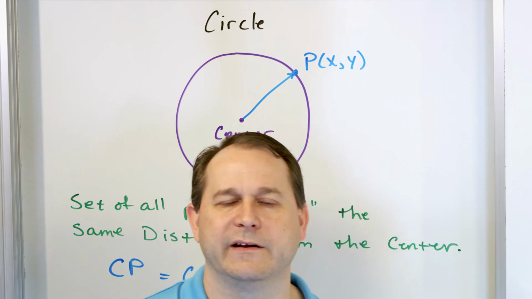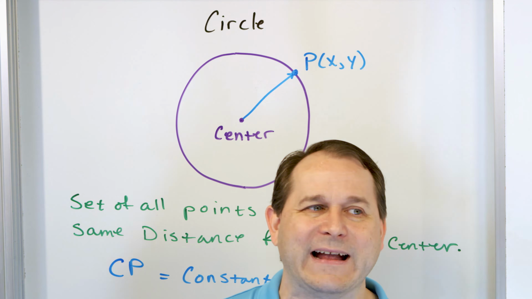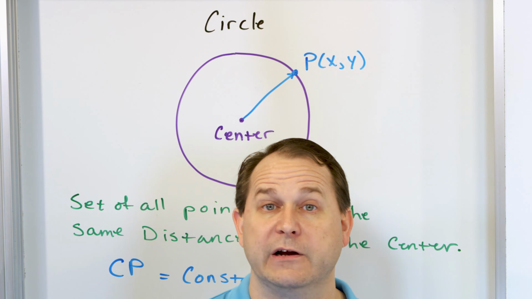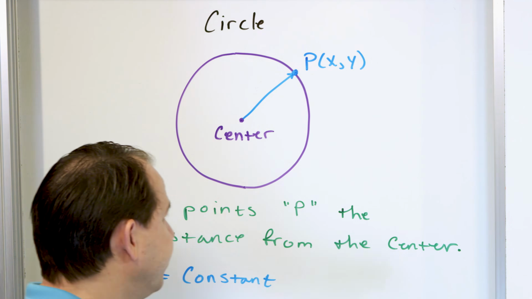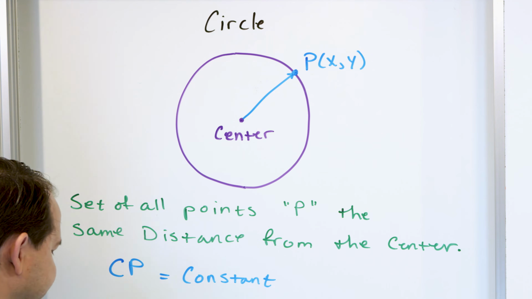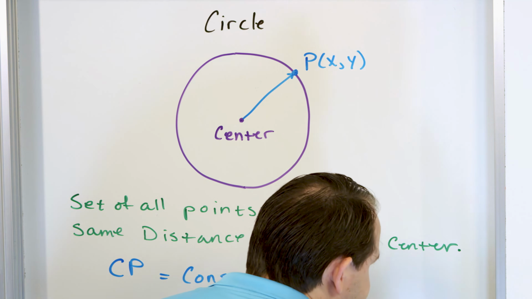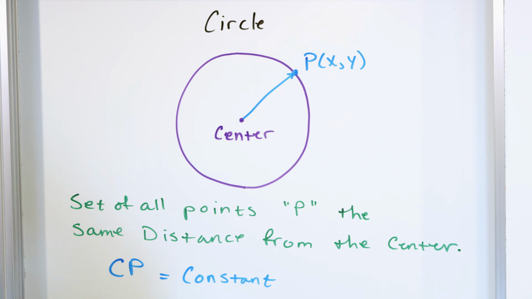What do you think this constant is? Well, that's the radius of the circle. That's what describes the size of the circle. So that's what a definition of a circle would be. Now, in terms of an equation, we're not going to talk too much about the equation of a circle now. We're going to have an entire set of lessons on it.